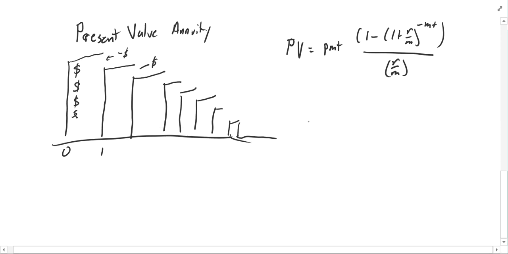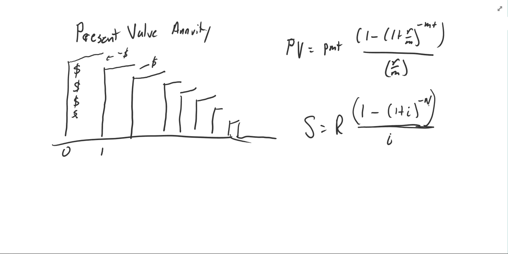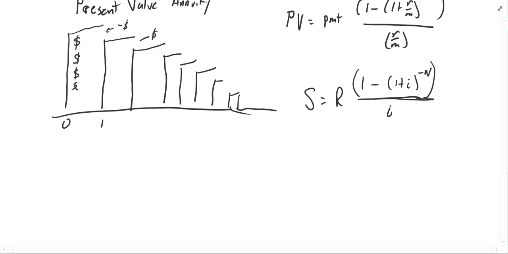And again, a lot of books will have instead S is equal to R times 1 minus (1 plus I) to the minus N, capital N, divided by I. But you do need an extra set of parentheses when you're calculating that. You do need to enter a set of parentheses around the entire top in order for your calculator to crunch out that number correctly. Again, negative exponent there on the present value annuity.